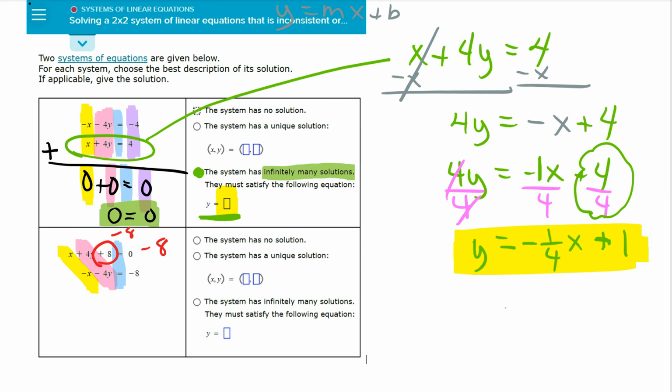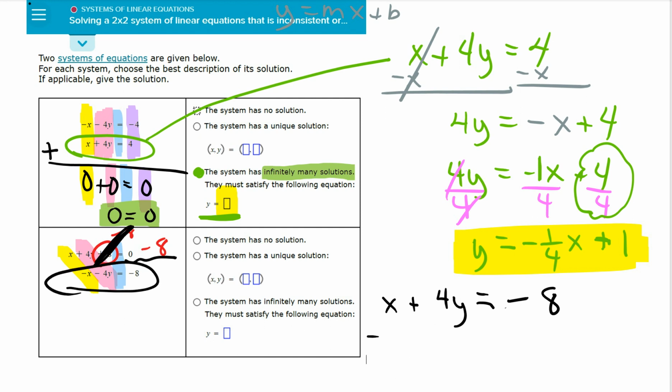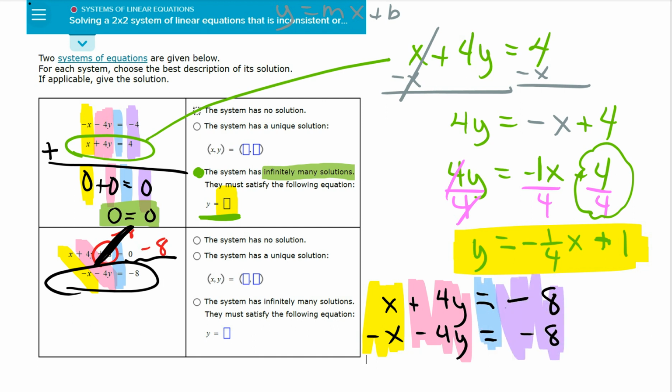All right, so that what I'm now going to have is that top equation will be x plus 4y equals, because these 8's cancel out, and then 0 minus 8 is a minus 8. And then my bottom equation here is still negative x minus 4y equals negative 8. And now you can see the x's are nice and lined up. The y's are nice and lined up. The equal signs are nice and lined up. And my numbers over here are lined up.